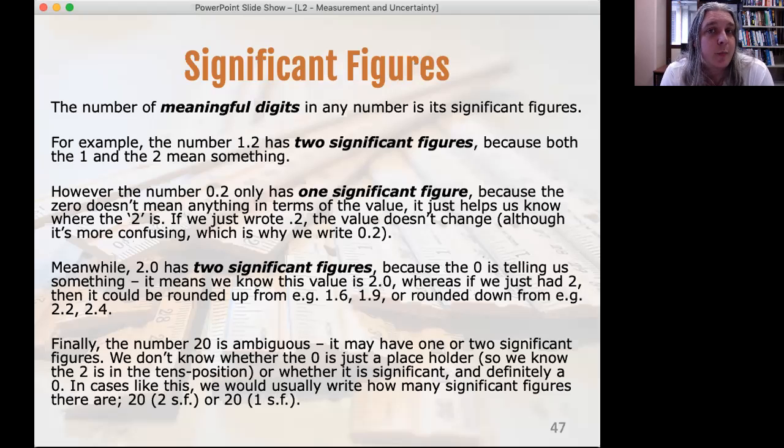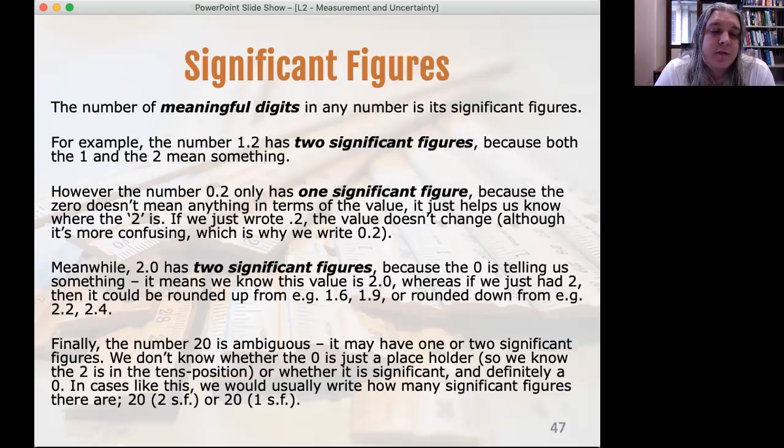We always write 0.2, not just .2, because otherwise it might look like you're just starting a new sentence with the number 2. So 0.2, the 0 is not significant, the 2 is. 2.0 though has two significant figures. If you write 2.0, the only reason you would write the 0 is if you know that that number after the decimal place is a 0. So that's telling us that that 0 is significant. Lastly, the number 20, that's actually ambiguous.